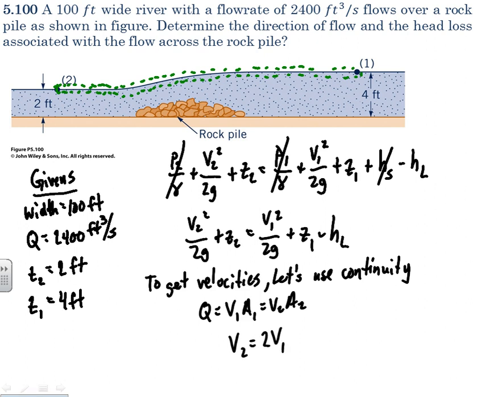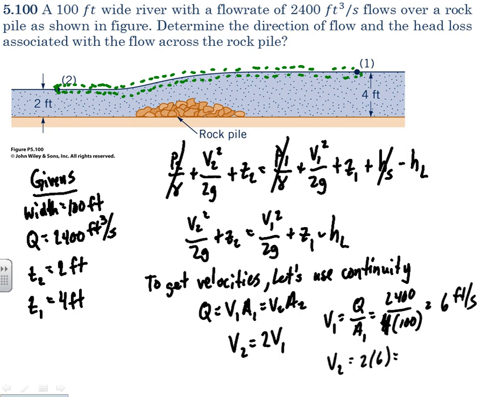V1 is going to equal Q divided by A1, and therefore we're going to have 2,400 divided by A1, which is 4 times 100, and that is going to equal 6 feet per second, and therefore V2 is going to equal 2 times that, 12 feet per second. So now we have V1 and V2. We have Z1 and Z2. Therefore, we can solve for our head loss.